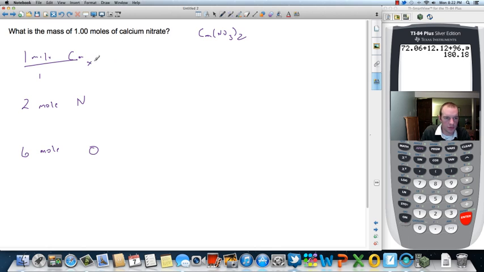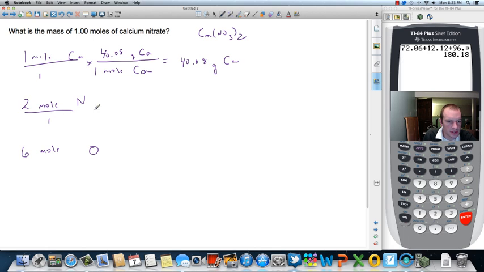1 mole of calcium over 1. Calcium is one of the few elements that I don't know right off the top of my head, so I need to look up the periodic table. The mass is 40.08 grams of calcium. There's really no excuse for me not knowing that; I just didn't remember it, to be honest with you. So 1 mole times 40.08 is 40.08 grams of calcium.